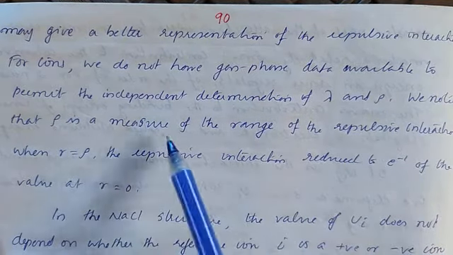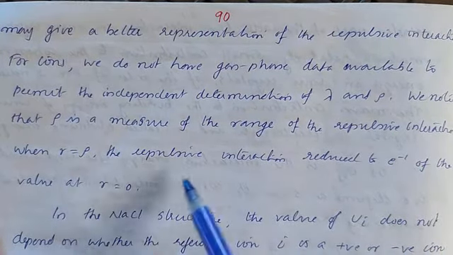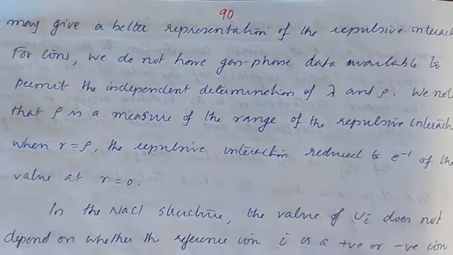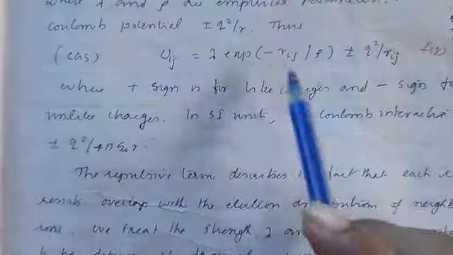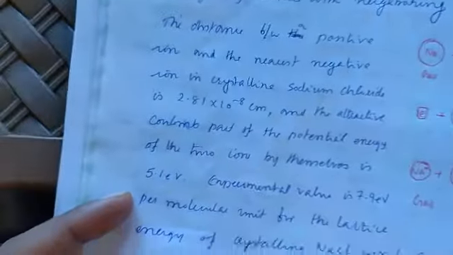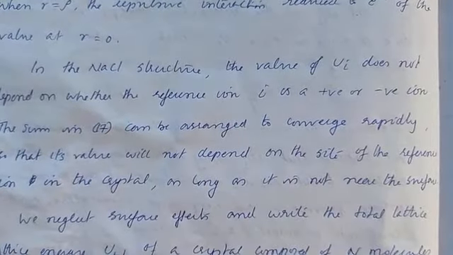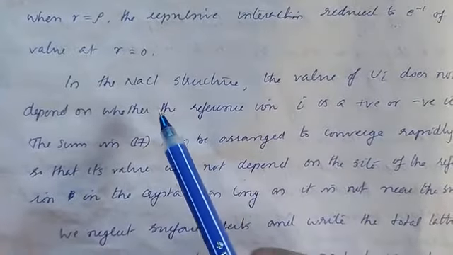We note that rho is a measure of the range of the repulsive interaction. When R is equal to rho, the repulsive interaction reduces to 1 by E times the value at R equal to 0. So this is clear from this equation. When R is equal to rho, the interaction is reduced to 1 by E times its initial value, the value at R equal to 0.